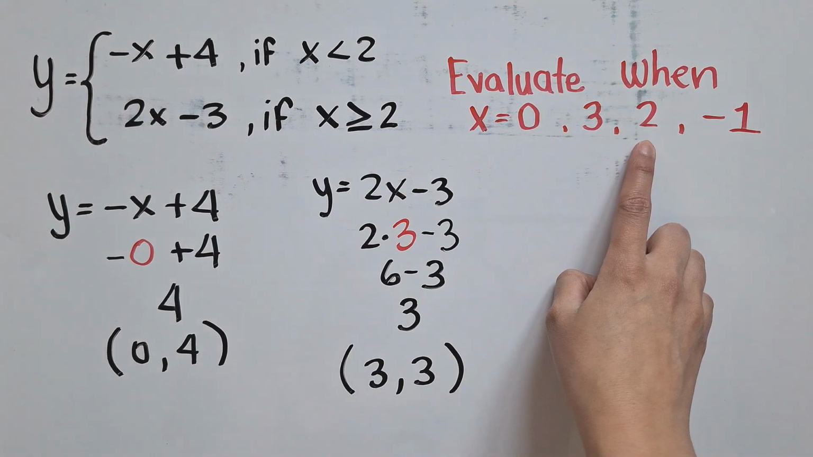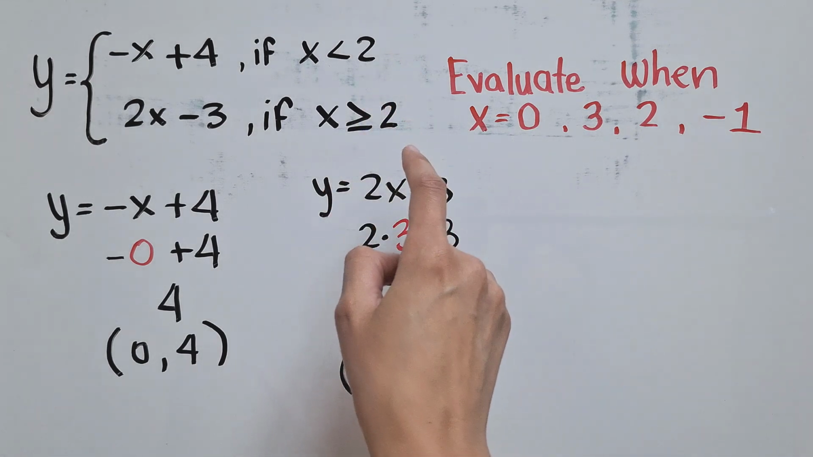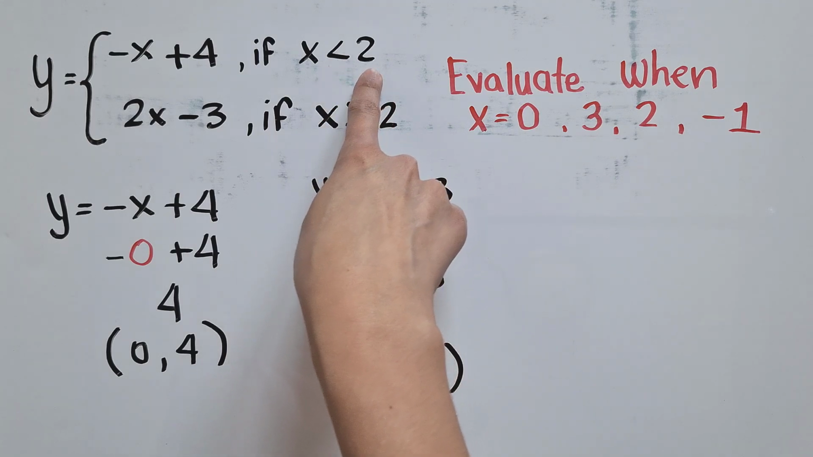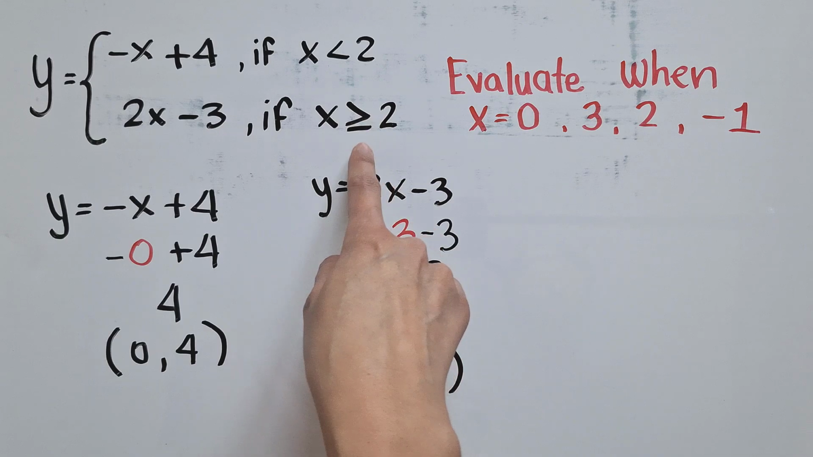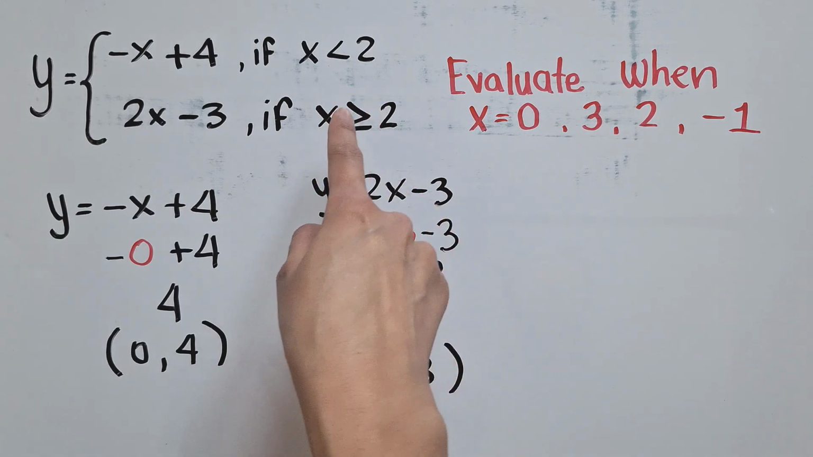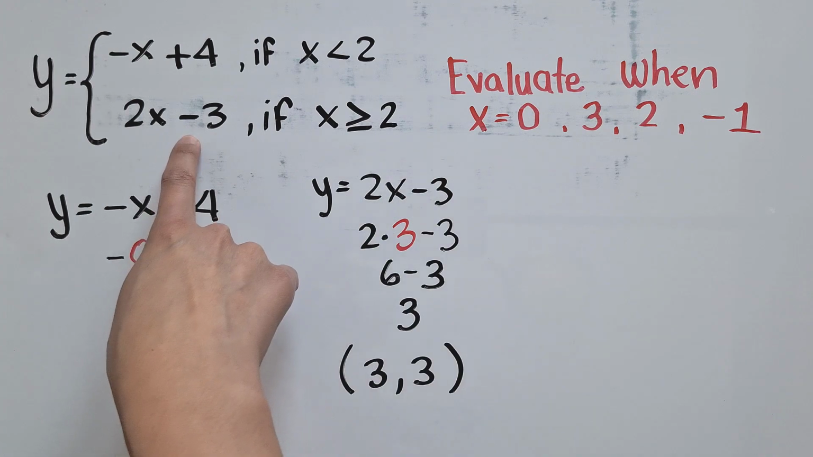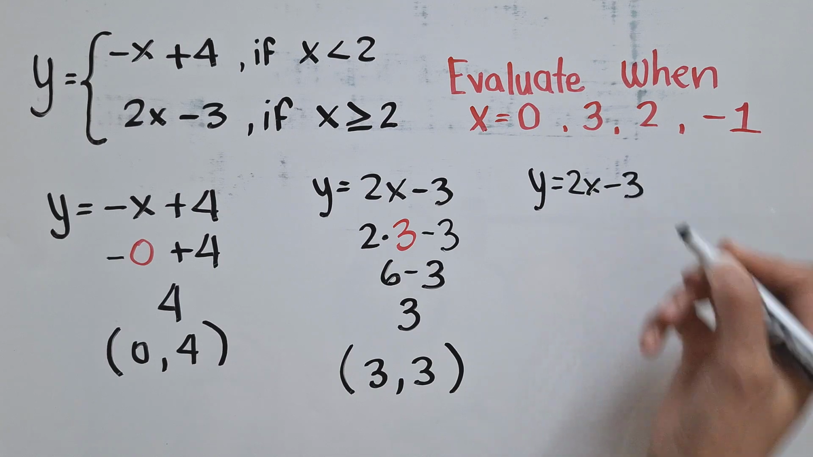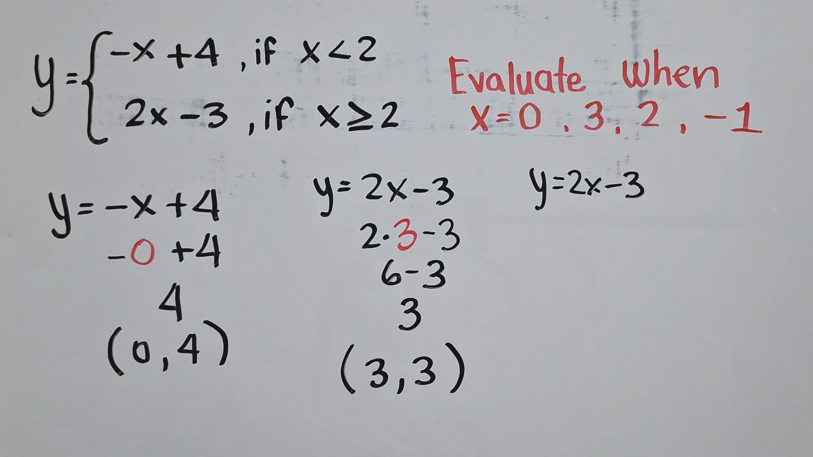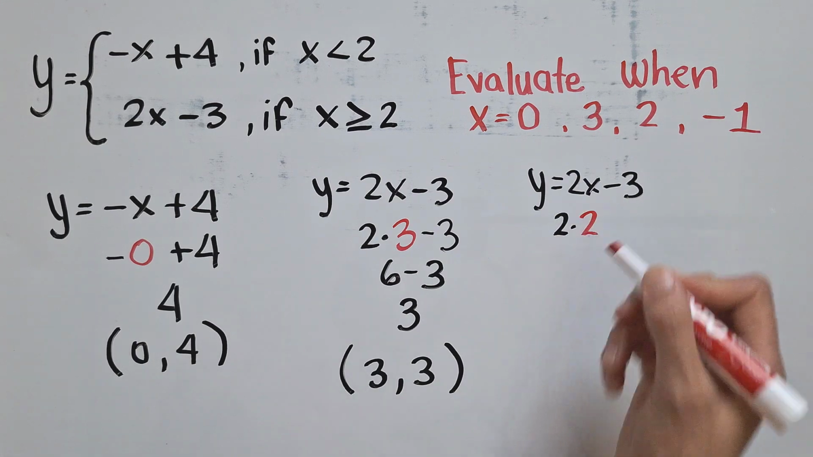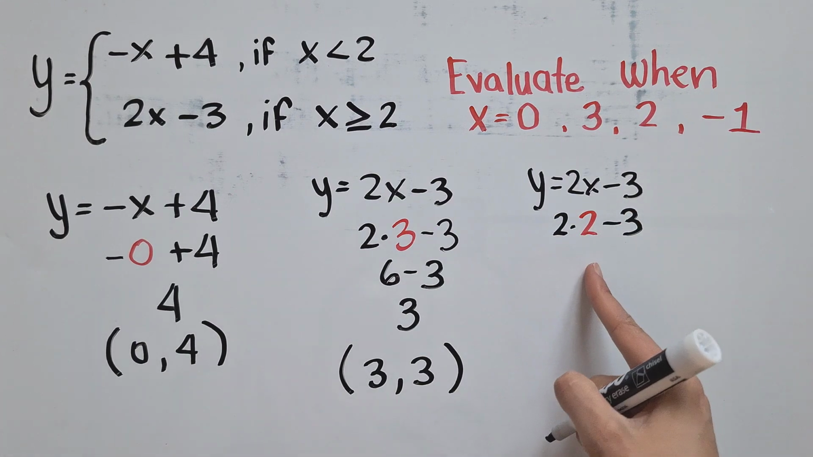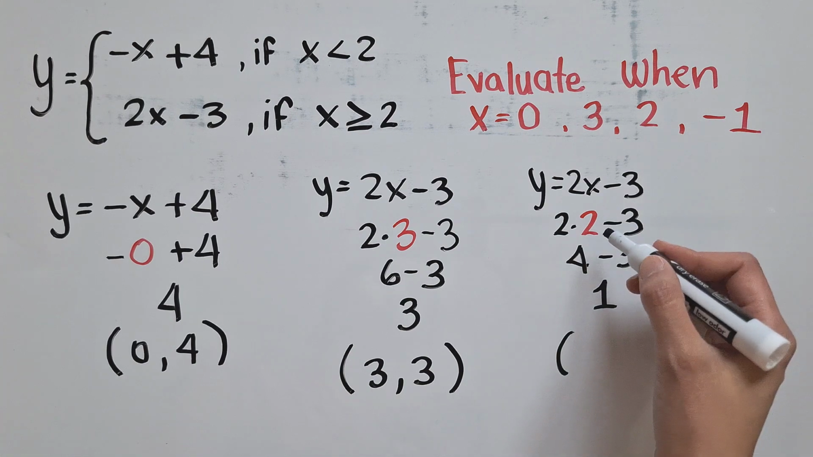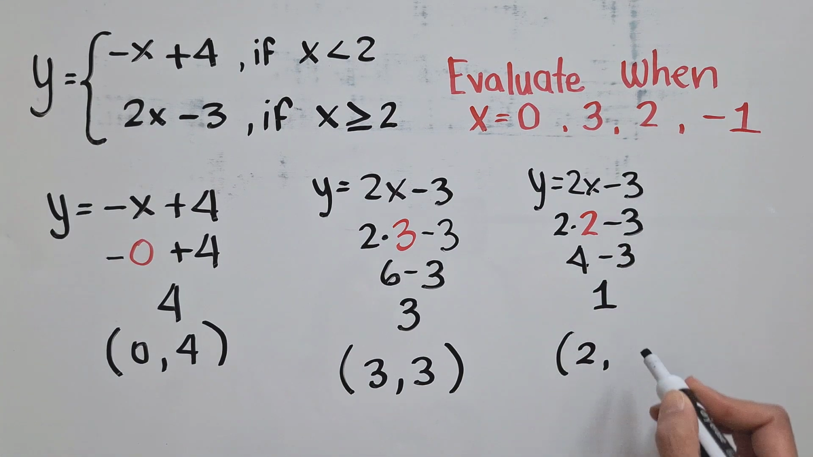The next number is 2. So now both have 2, but look at the symbols. These signs are telling us that this one doesn't include 2, but this one includes the 2 because it's greater than or equal to 2. We're going to use the second equation. This will be y equals 2x minus 3, and instead of the x, now we're going to put 2. So it will be 2 times 2 minus 3. 2 times 2 is 4, and 4 minus 3 is 1. We use 2, and then the result was 1.